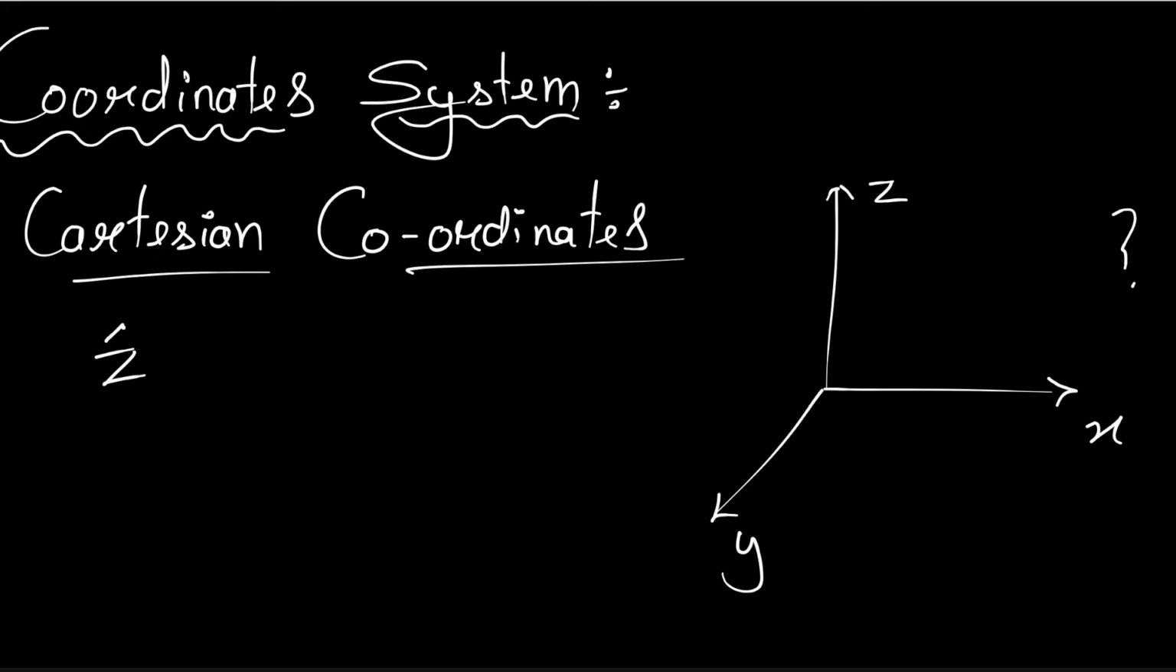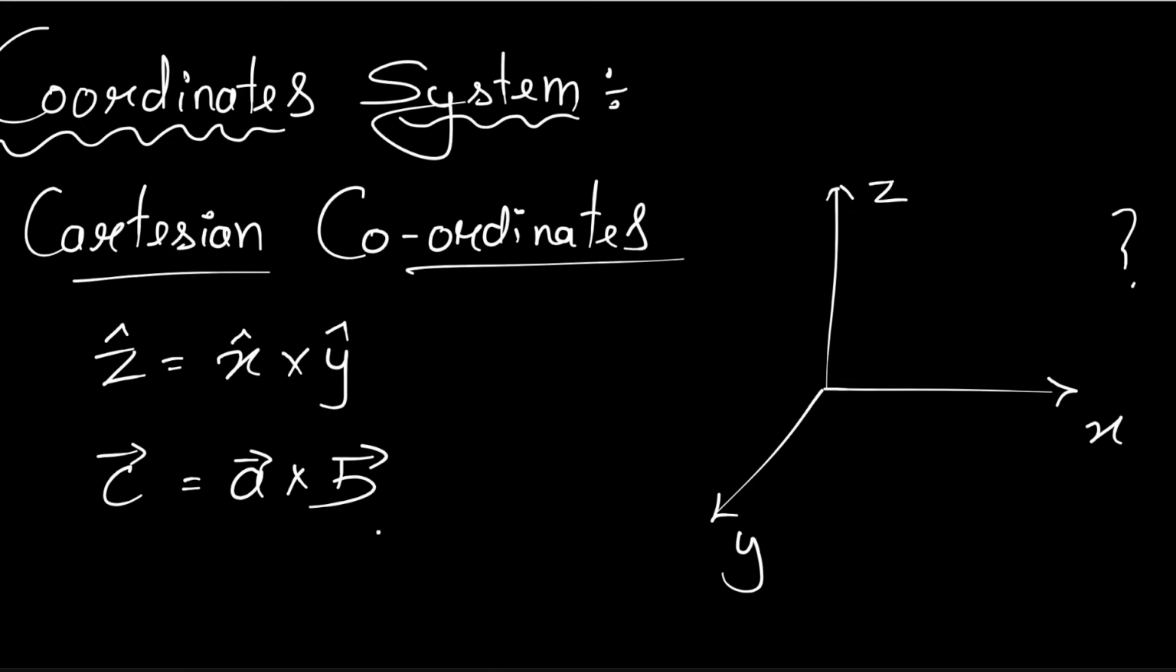The z cap, the z vector, should be the cross product of the two vectors. I think you must know what the cross product is and how to find the cross product direction. You have to point your fingers in the direction of the A vector, and then curl the fingers towards the B vector, and then we will get the C vector direction.